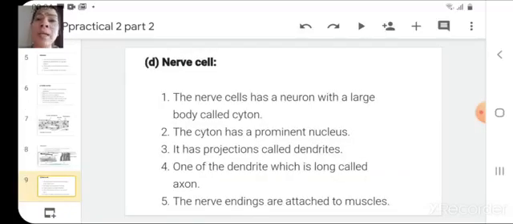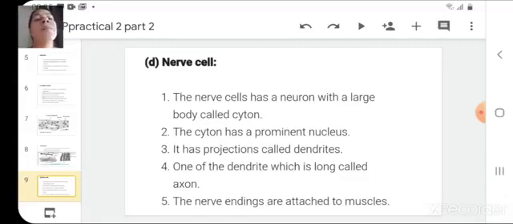Now moving on to another very important type of cell, that is a nerve cell. It is also known as neuron. The nerve cell has a neuron with a long body called cyton. This body forms the upper part, or you can say the major star-like branched part of a neuron, which is called cyton, and from that cyton only one side projects towards another end in the form of a long structure which makes another part of this neuron, that is called axon.